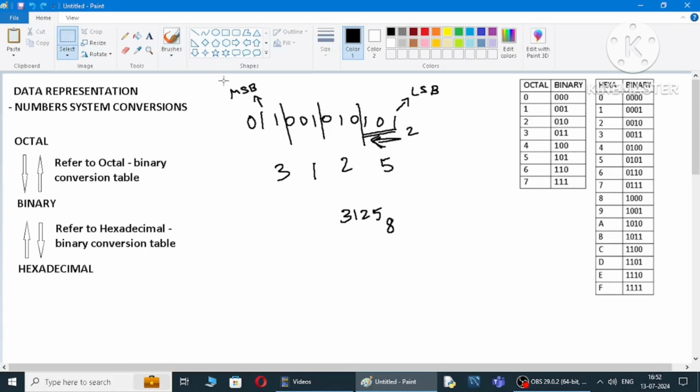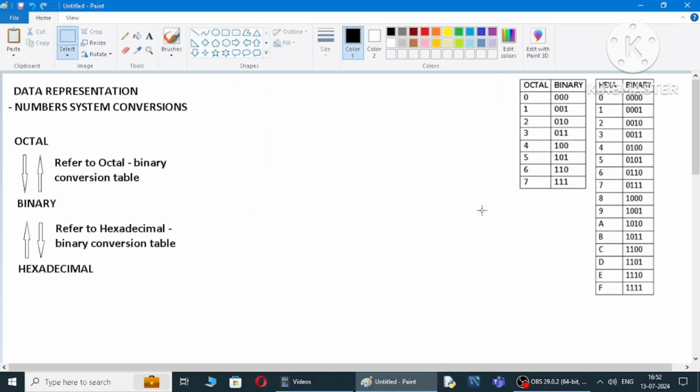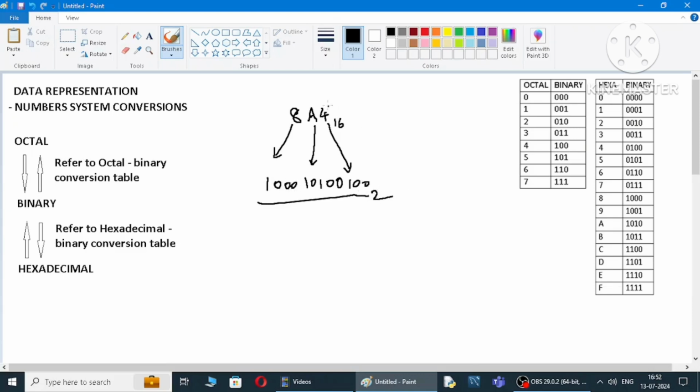Now, let us move on to hexadecimal to binary. This is again very simple. Say for example, you have 8A4 to the base 16. How to convert this into binary? What is the number for 4 in this tabular column? 0, 1, 0, 0. What is the equivalent of A? 1, 0, 1, 0. What is the equivalent of 8? 1, 0, 0, 0. So, this is the binary equivalent of the given hexadecimal number.